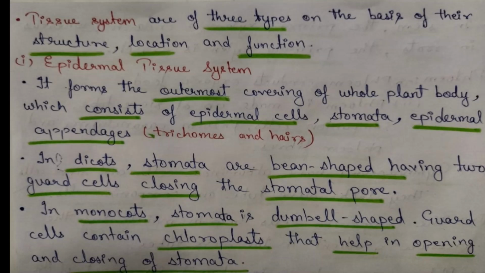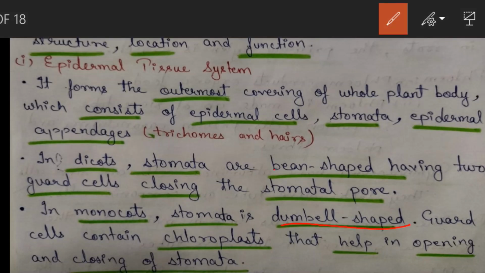In monocot, stomata are dumbbell shaped. Guard cells contain chloroplasts that help in opening and closing of stomata. So you have to remember, in dicot stomata are bean shaped and in monocot stomata are dumbbell shaped.